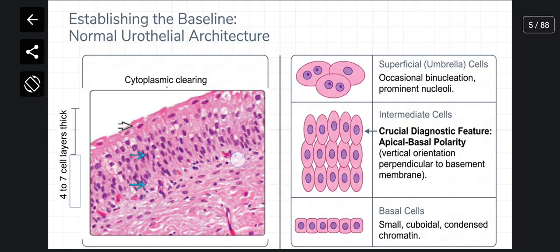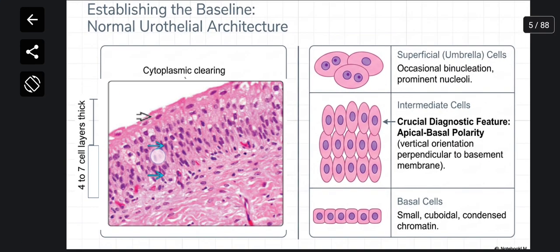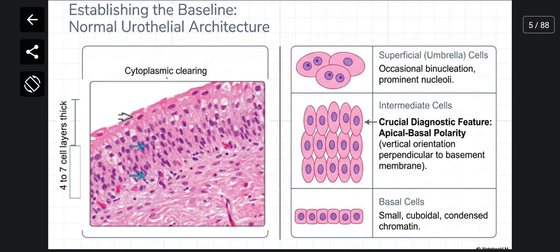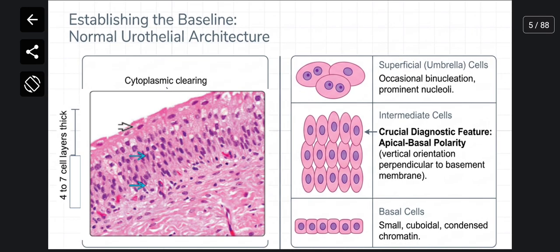The basal cell layer is small, cuboidal and has condensed chromatin, and then we have layers of intermediate cells which have perpendicular nuclei, and then we have superficial umbrella cells. These umbrella cells occasionally might have a large nucleus and might have prominent nucleoli. The thickness of this whole thing would be 4 to 7 cell layers.